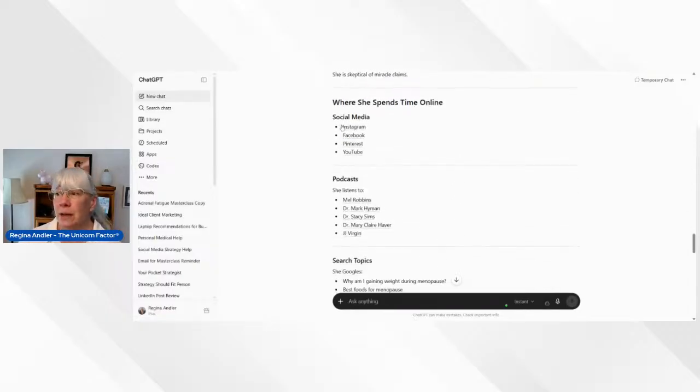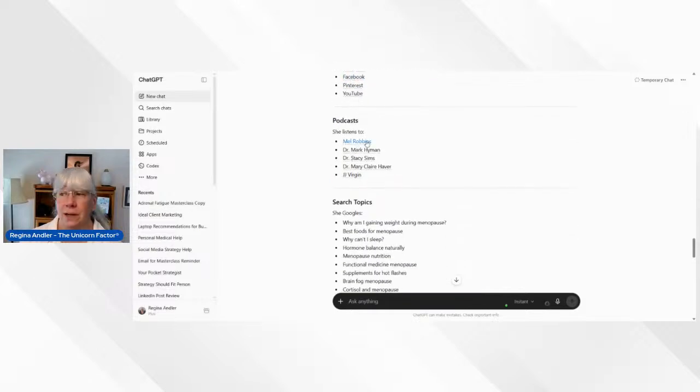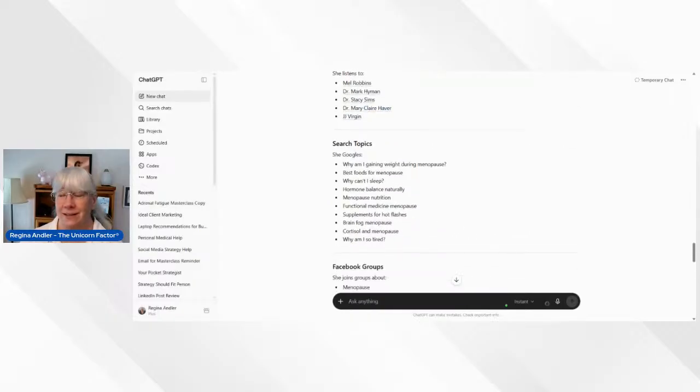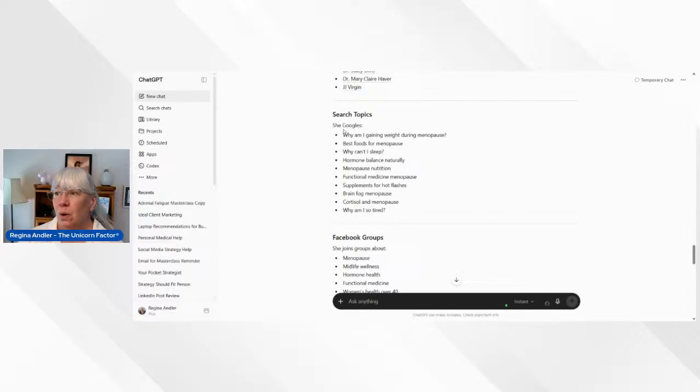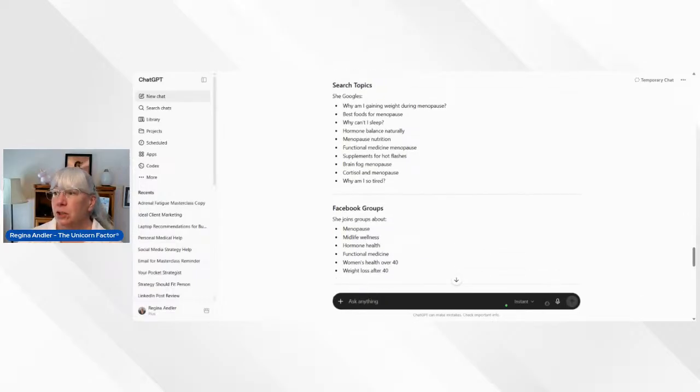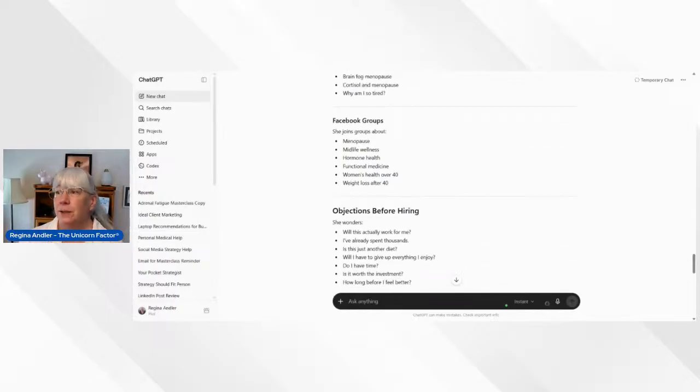Where does she spend her time online? Instagram, Facebook, Pinterest, YouTube, podcasts. Might listen to Mel Robbins, Mark Hyman, Stacy Sims. This is great information. What she's Googling: why am I gaining weight during menopause? Functional medicine during menopause, menopause nutrition, Facebook groups. She's joining groups like this.